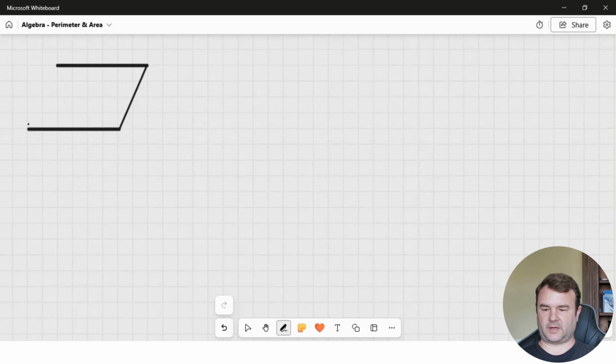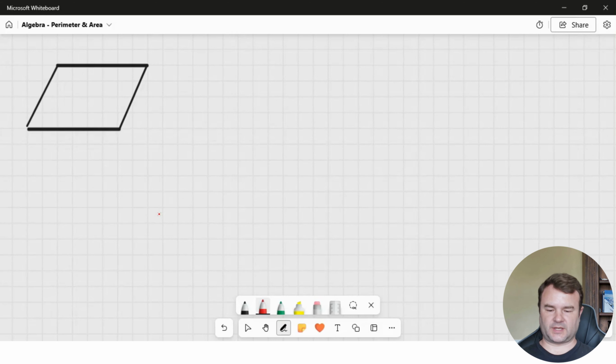Getting better at drawing these. Okay. So let's define our sides. The base, we'll say, is equal to 6. This side, we'll call it side A. Sorry, I'm going back and forth between what symbols and letters I'm using for the sides. We'll say is 4.